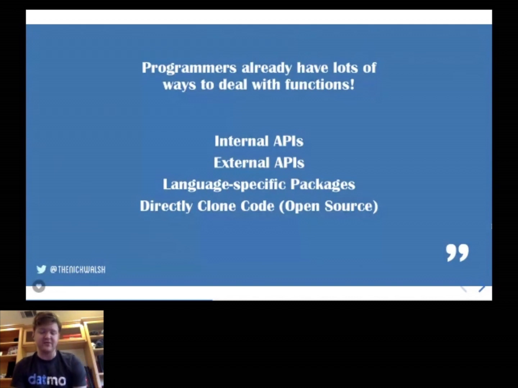Alternatively, we can build out an internal API if you have a very distributed or large production pipeline. But even on a simpler level, we do this when we download language-specific packages, right? Whenever you do pip install for a package in Python, you are essentially using the code and the functions that someone else has already built with some sort of neat and convenient wrapper. And then alternatively, you can even go the open source route where you're directly cloning other people's work.